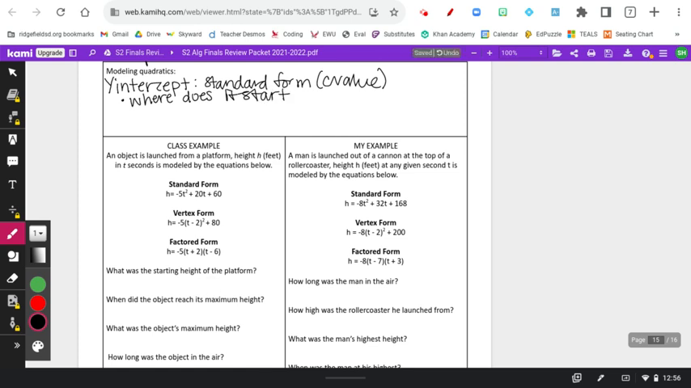Next is the vertex. This comes from vertex form, the h and k. This is when it asks what's the max or when is the max.